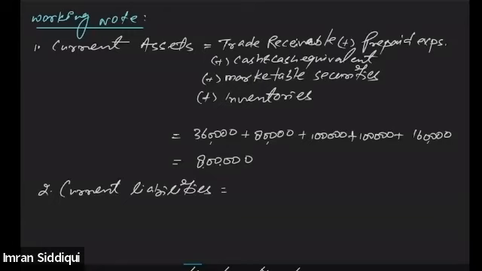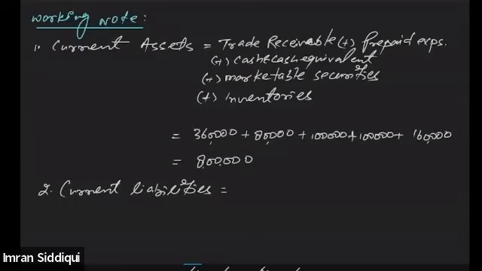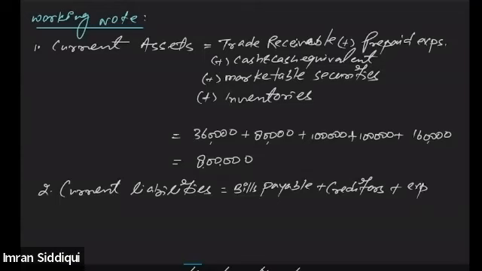To find out the value of the current liability, we'll take the value of, first of all, the bills payable, plus sundry creditors. Debenture is a long-term liability, everyone, right? It is not to be considered as a current liability. Inventories is a current asset, and expenses payable is a current liability. All right.